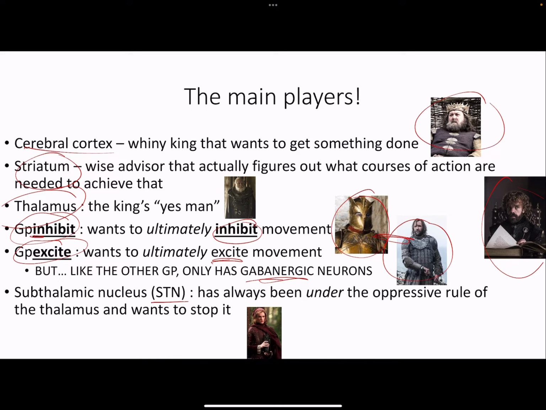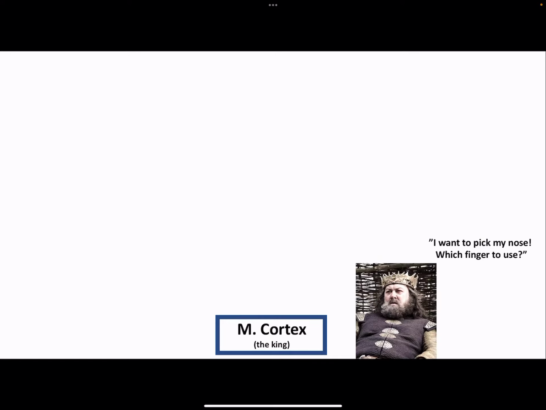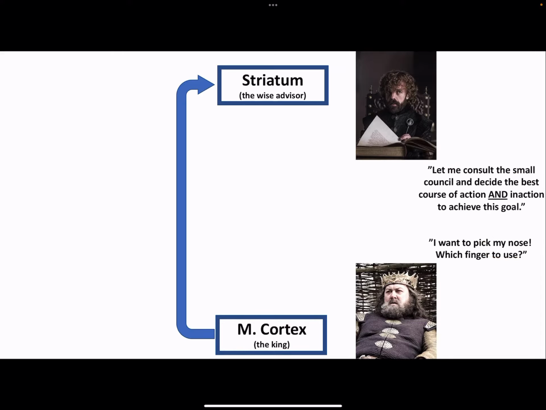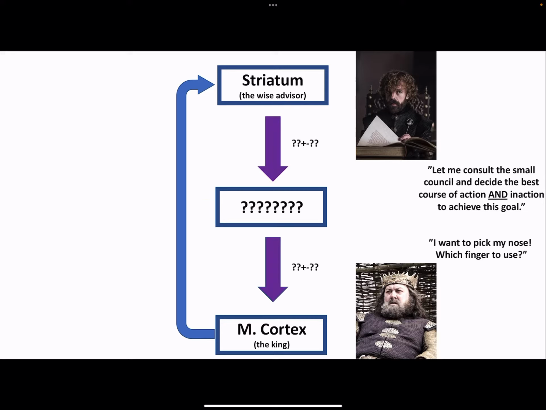And then the subthalamic nucleus, I think of somebody who's been under, subthalamic, because from an anatomical standpoint, it is right under the thalamus. But I think of it as being under the oppressive rule of the thalamus, and it's had enough. It wants to rebel. It wants to shut down the thalamus. All right. So the king says, I want to pick my nose. Which finger should I use? And it's going to consult the striatum, and the striatum is as much of a jerk as the king is. It wants to help the king, so it's going to initiate a bunch of different things, turning on and off things to help this happen.